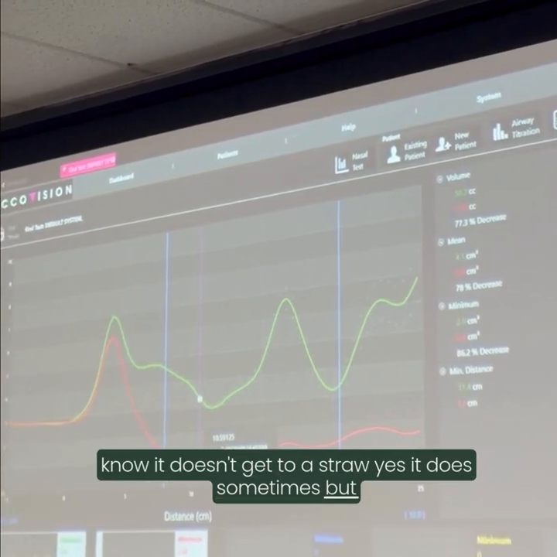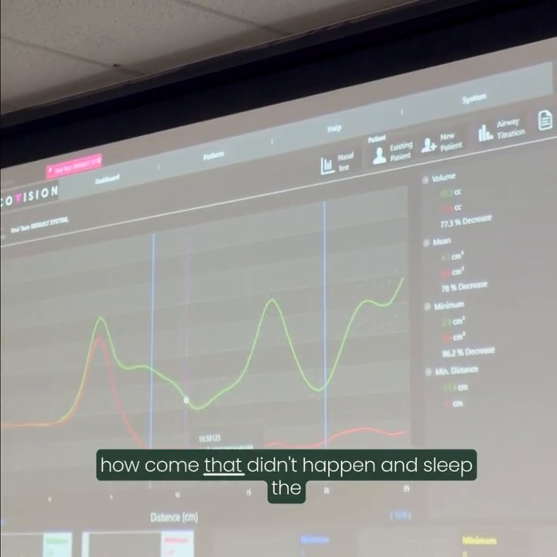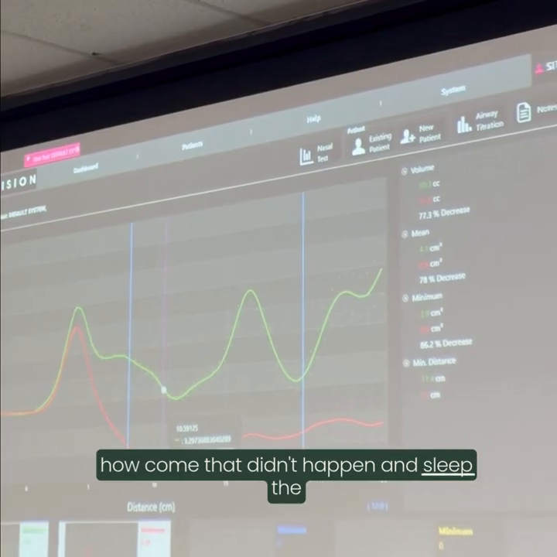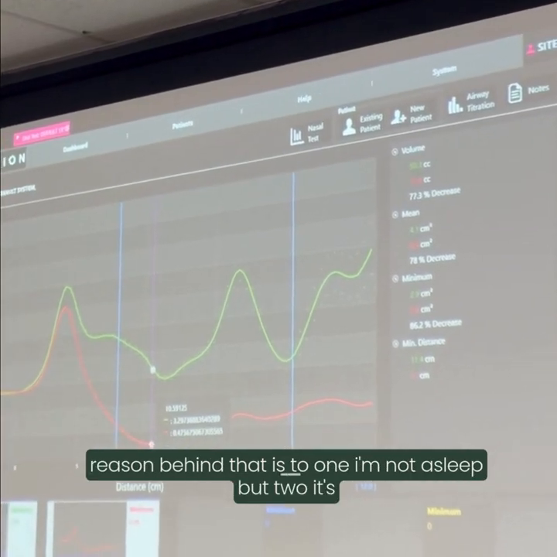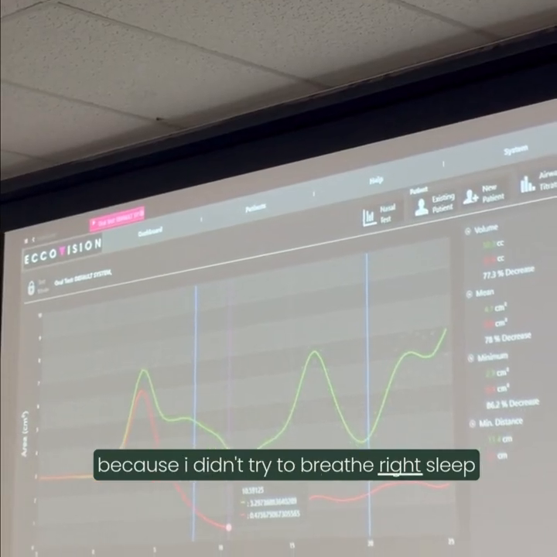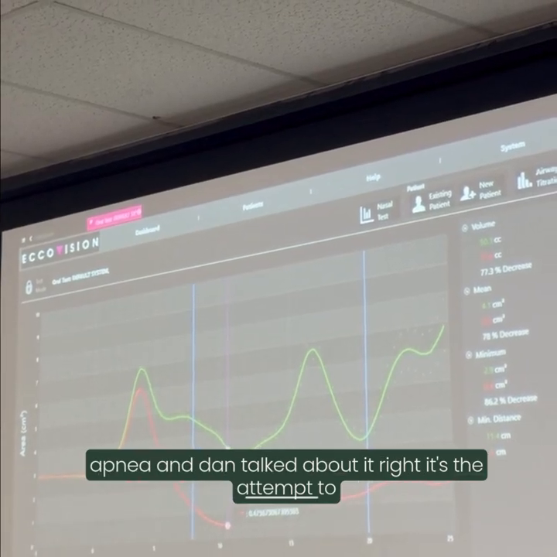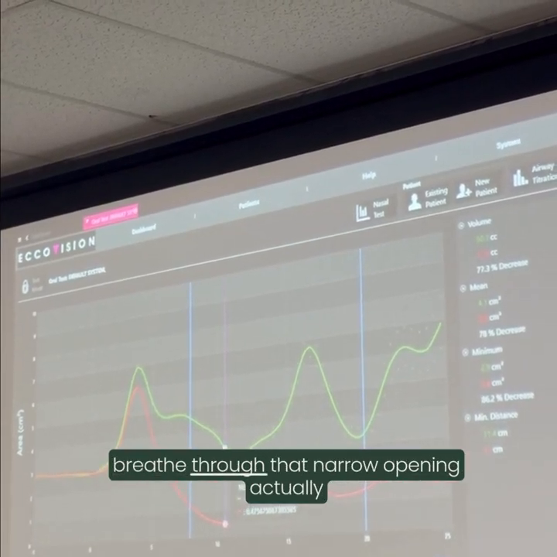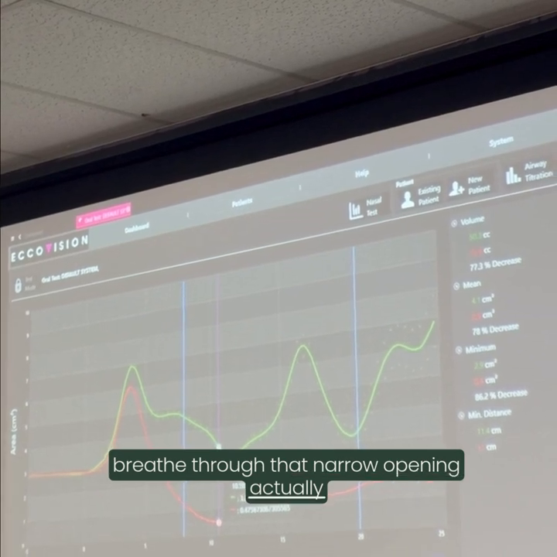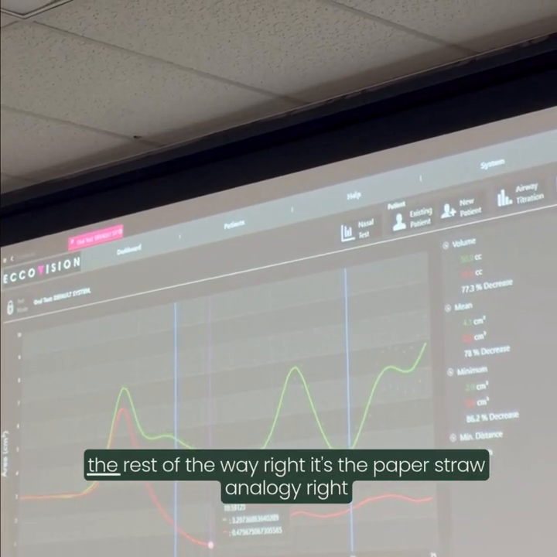Yes, it does sometimes, but eventually it's going to completely obstruct, right? So how come that didn't happen? And not asleep, that's right. The reason behind that is two: one, I'm not asleep, but two, it's because I didn't try to breathe, right? Sleep apnea, and Dan talked about it, right? It's the attempt to breathe through that narrow opening that actually creates that critical closing pressure to collapse it the rest of the way, right?